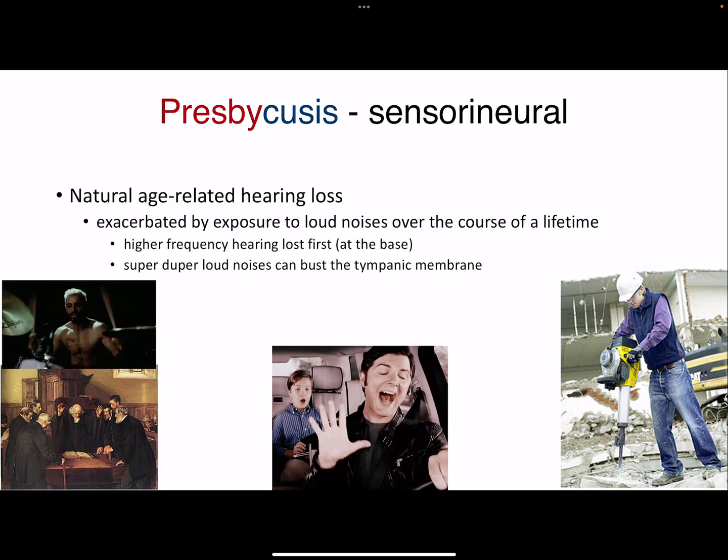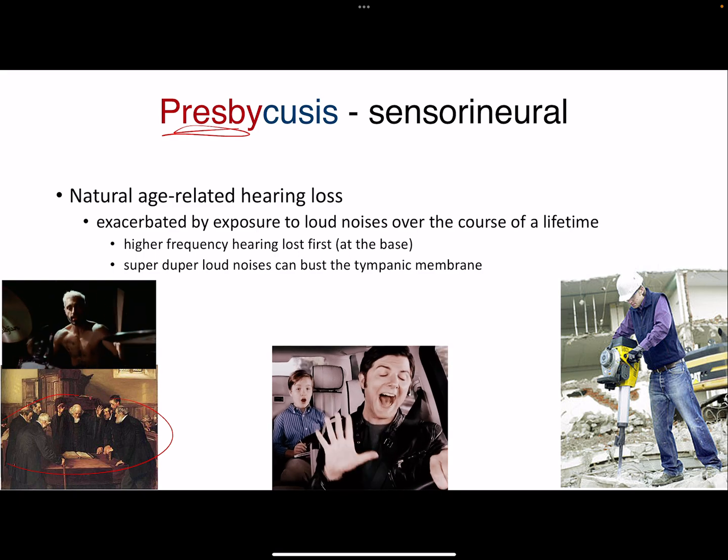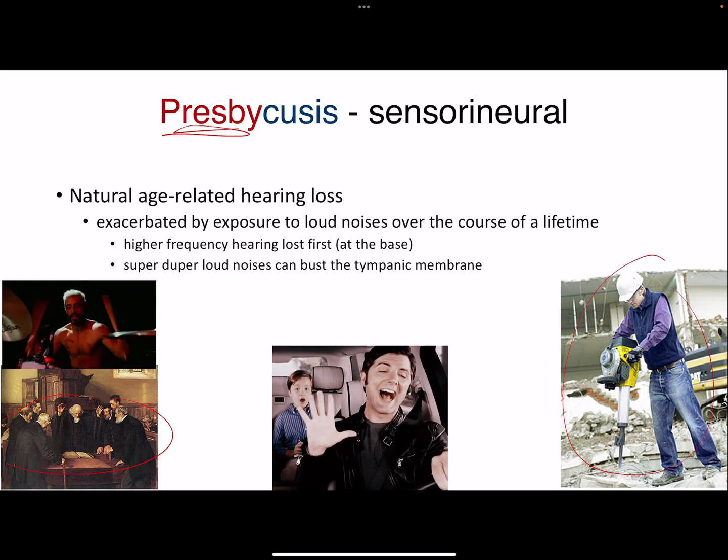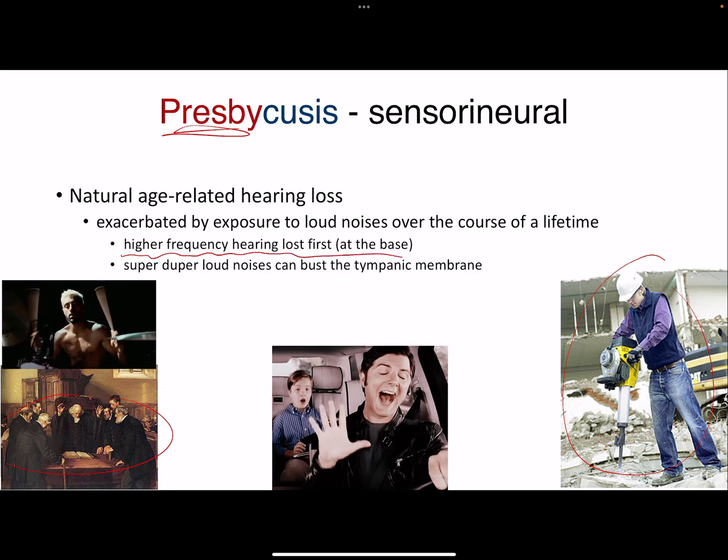Presbycusis. So Presbyterian, this is elders, old people, so natural age-related hearing loss. You can lose your hearing more quickly if you go to loud concerts and listen to loud noises, or are a construction worker. This is going to accelerate the presbycusis. Typically, people are going to lose higher frequency hearing first.